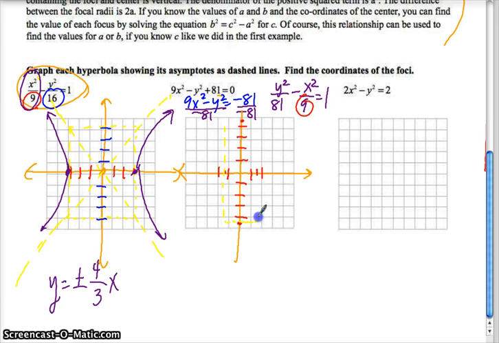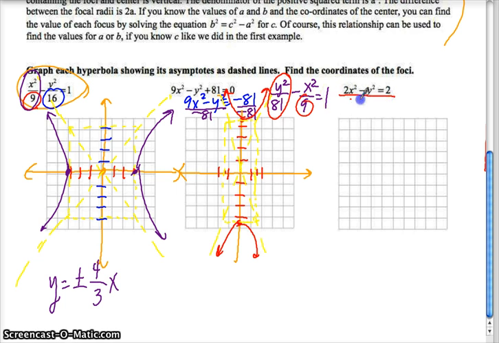Now I'm going to make my rectangle. I have to go all the way out here. Then I'm going to make my asymptotes go through the corners of this rectangle and through the center. My last step is to say, does it open up and down or right and left? Because my y squared is first, it has to open up and down. So there we have it. Done.